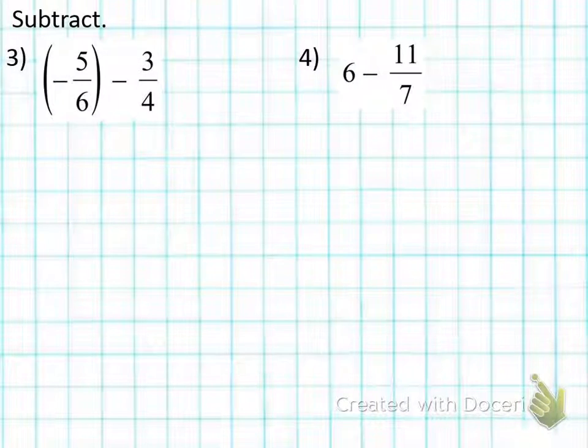Okay, number 3. Oh, we got negative 5/6 minus 3/4. So what's the lowest common denominator? 24? Nope. No. What could it be? 12, right? We got 6, 12, 18 is our multiples of 6. And then we got 4, 8, 12 here.